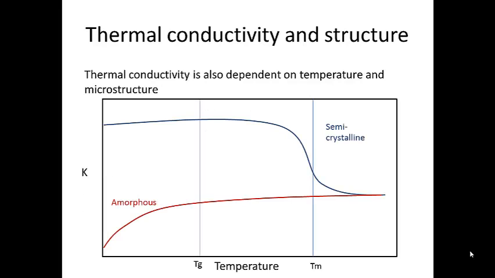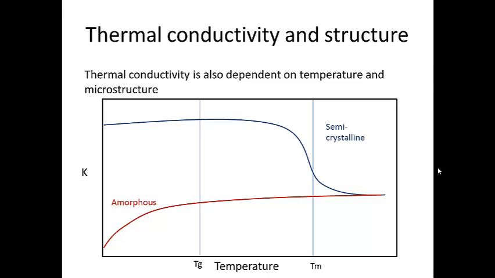In addition, thermal conductivity is influenced tremendously by the crystallinity of the polymer. Amorphous polymers have relatively low thermal conductivity. The reason for this is that the disorder in the structure makes it difficult for phonons, which carry the heat, to transfer from one side of the material to the other. This conductivity increases gradually with temperature, but not in a very dramatic way.